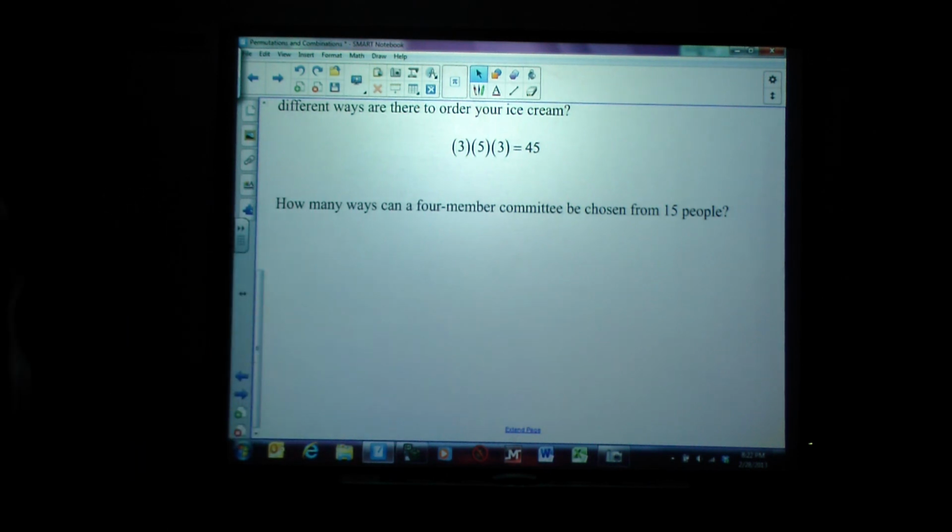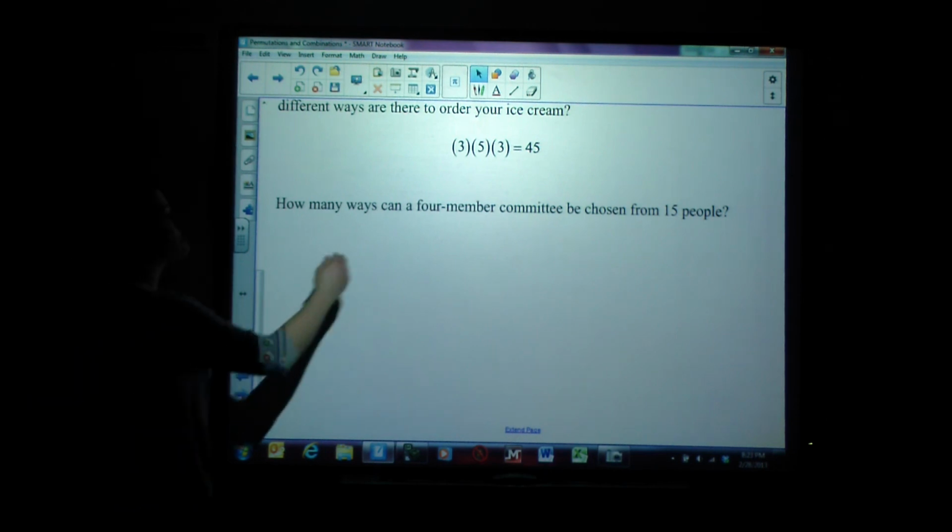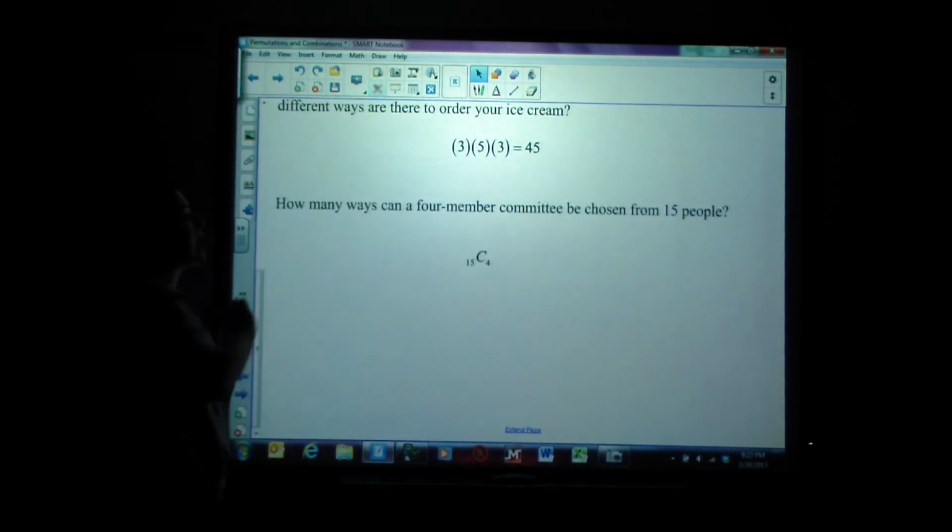How many ways can a 4-member committee be chosen from 15 people? Fundamental counting principle, permutations, or combinations. Hopefully you're thinking combinations, because I'm choosing 4 people to make a committee. It doesn't matter which order I choose them, it matters who's on the committee. So the order doesn't matter, which means this is a combination.